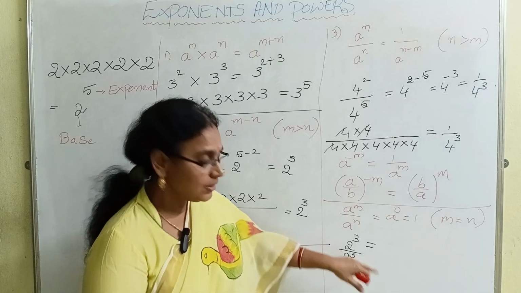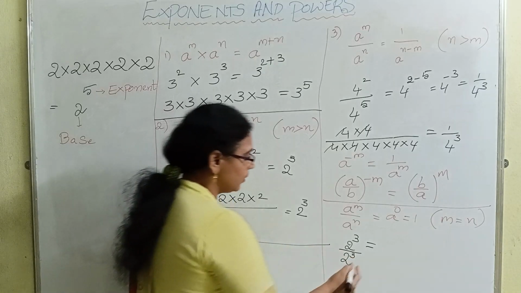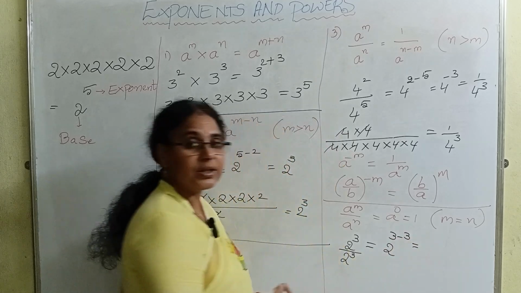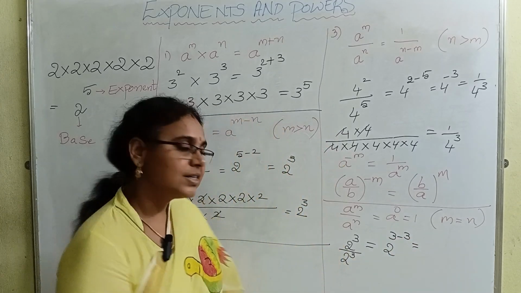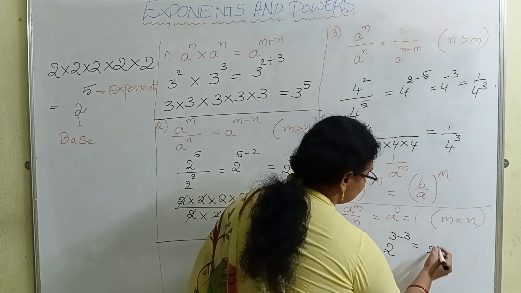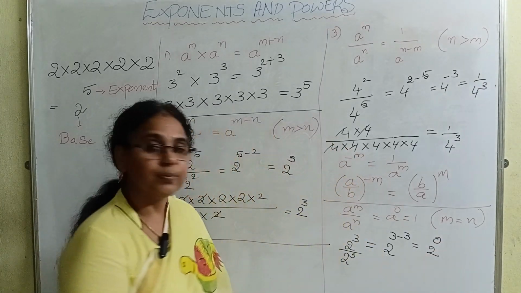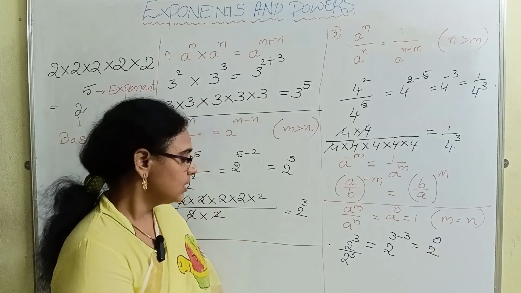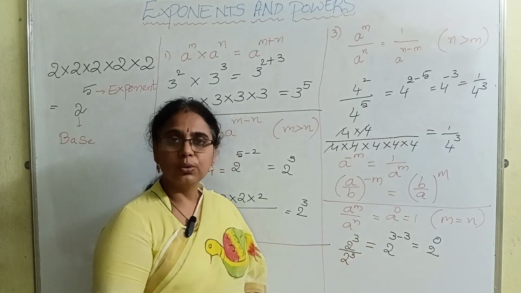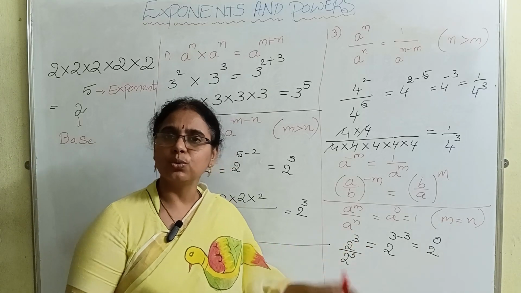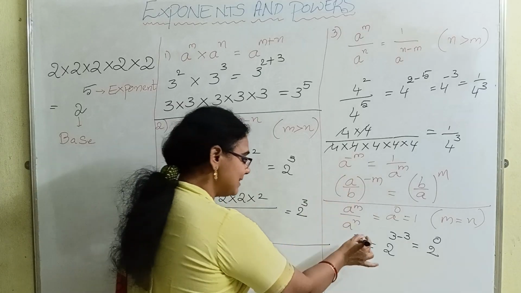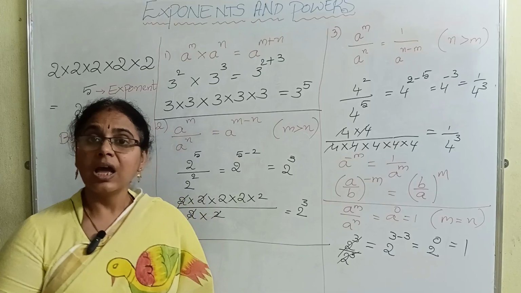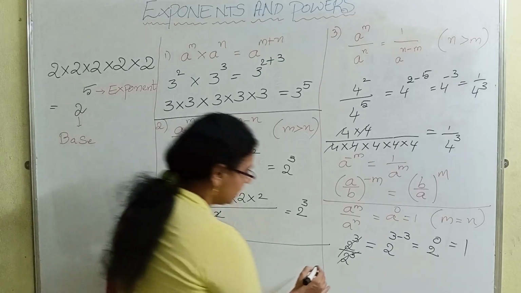Bases are the same in division, so subtract the exponents: 2 power 3 minus 3, that is 2 power 0. Up to that you are clear. How does it become 1? Maybe you got the doubt. Check here: 2 into 2 into 2 in the numerator, 2 into 2 into 2 in the denominator. All are cancelled. The answer is 1. Did you understand?